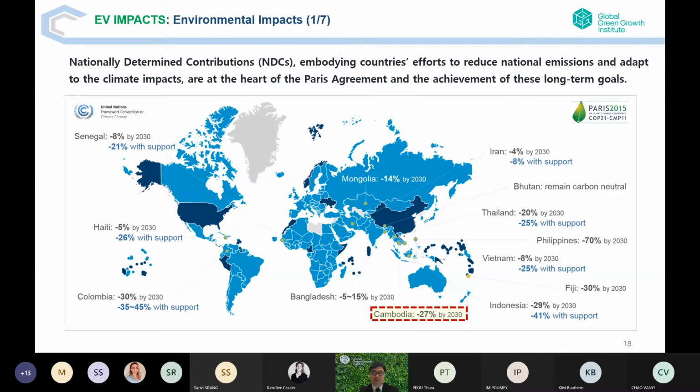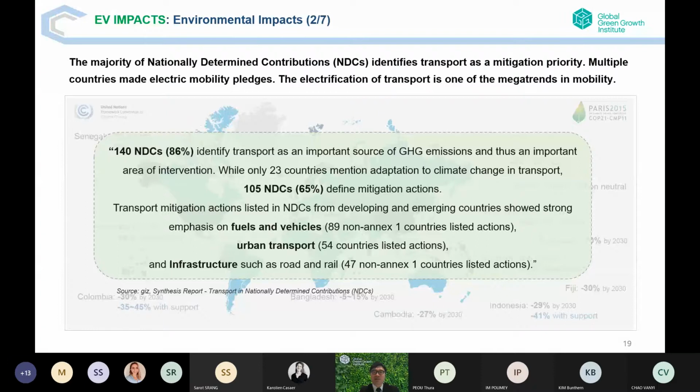So the majority of NDCs identify transport as a mitigation priority. For example, 140 countries, 86% of the global society, identify transport as an important source of carbon emission and thus an important area of intervention. Most countries aim to reduce carbon emission in the transport sector by using renewable energy and changing the traditional modality to a more sustainable model, including electric mobility. They are facilitating the adoption of urban transport, and also investing in sustainable infrastructure such as road and rail.